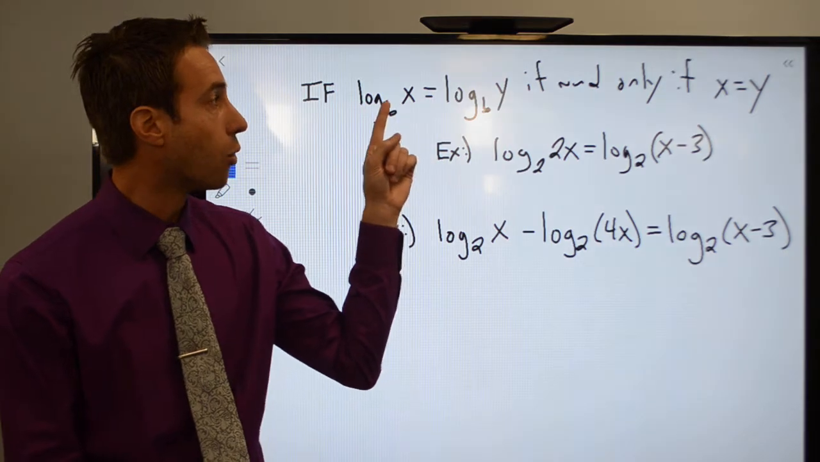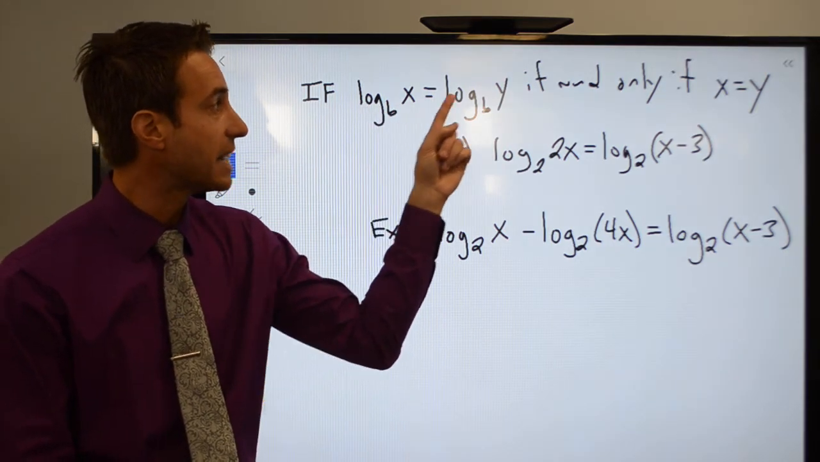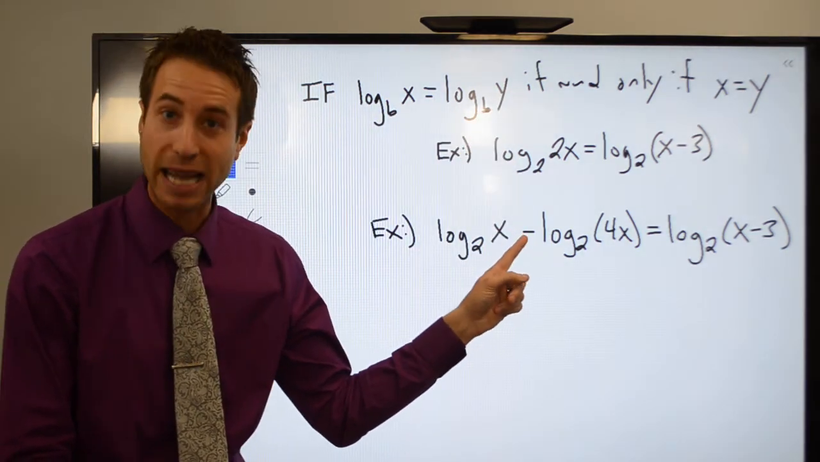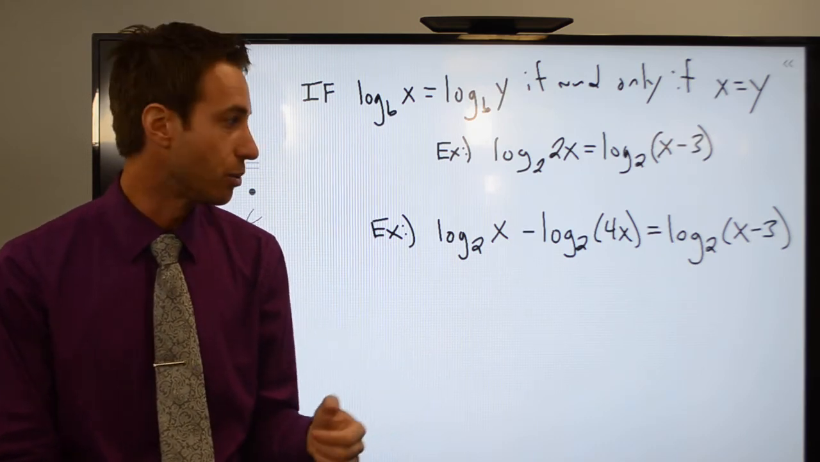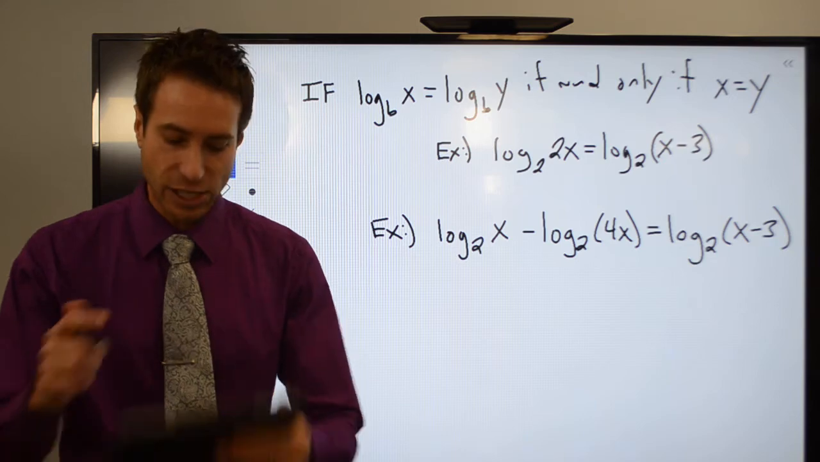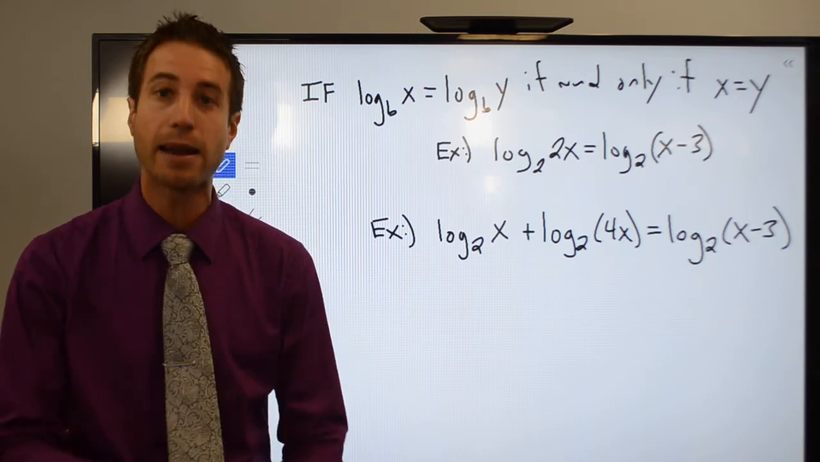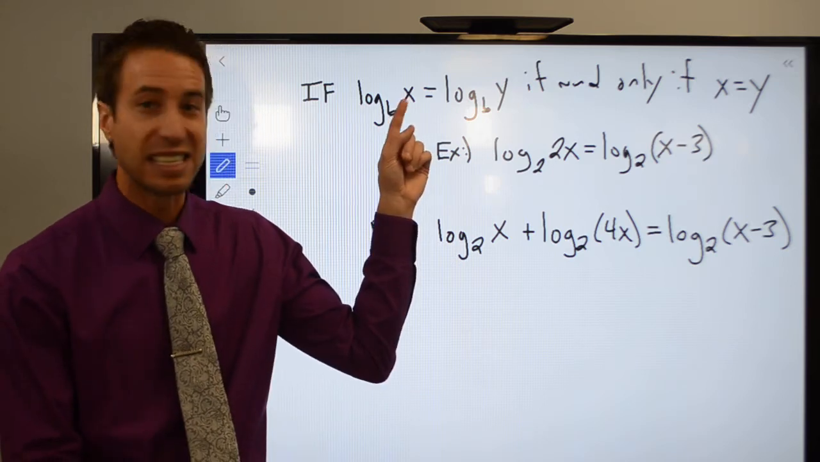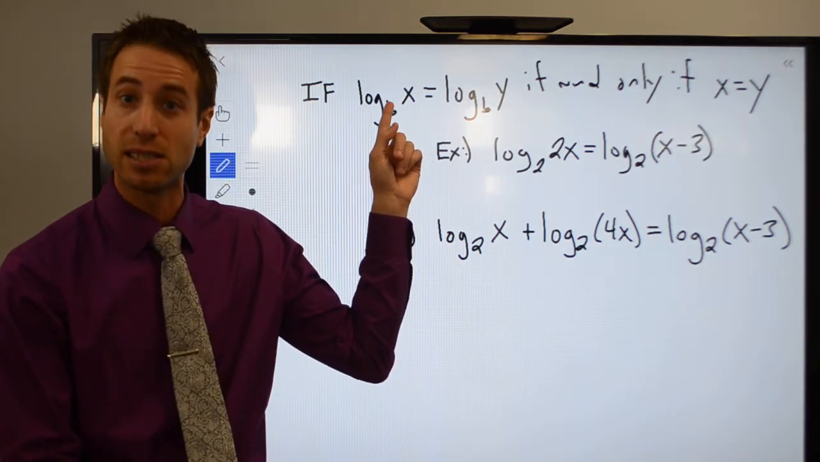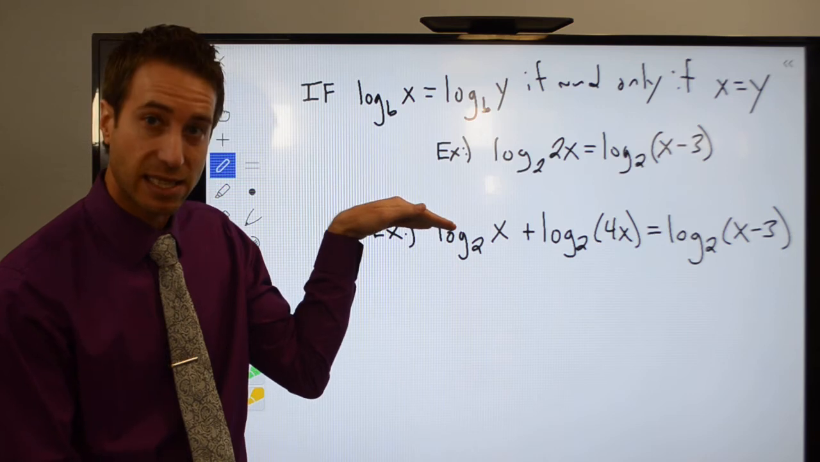And this property only applies if it's log base of an argument equals a log base of an argument. So this minus sign, this subtraction sign, is going to cause me some issues. The same is true if it were an addition sign. I could just as easily have made that a plus. It's still going to give me problems, because then this property doesn't apply in this case.